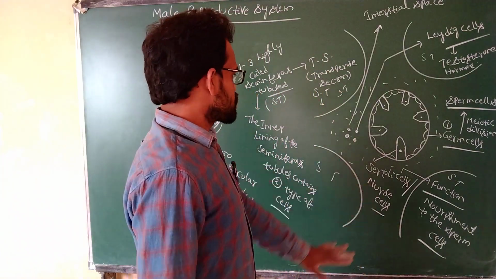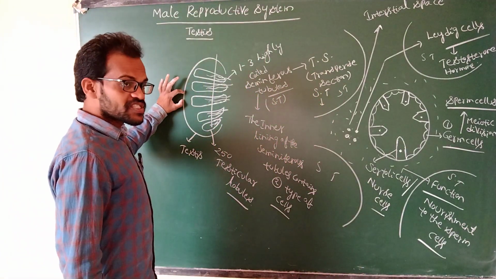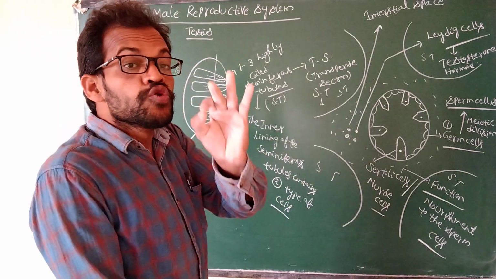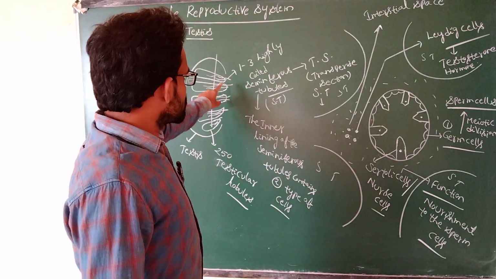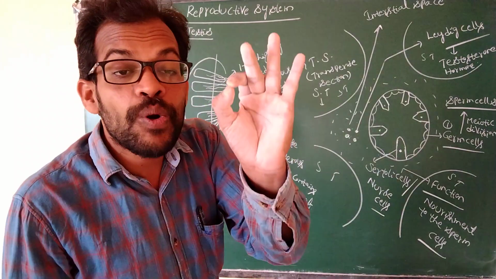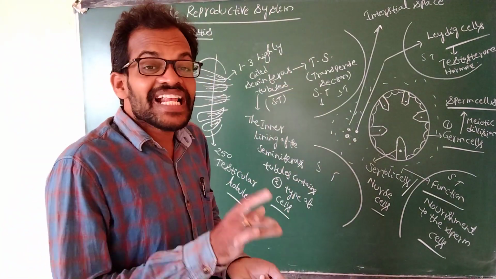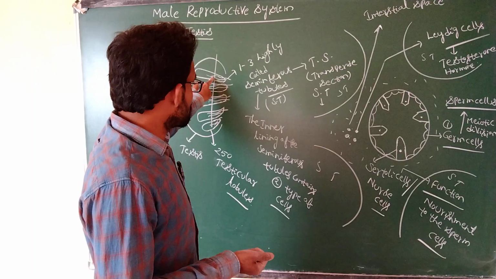What is the first one? See here, it is the testis. Inside, the testis consists of 250 testicular compartments. Inside each compartment there are 1 to 3 highly coiled seminiferous tubules. Now the transverse section of the seminiferous tubule.